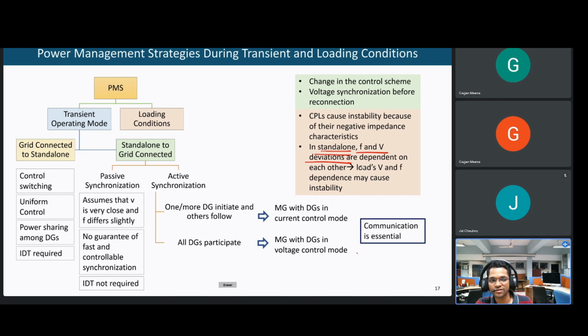So if some loads depend on both voltage and frequency, then there can also be instabilities. For example, we have induction motors. They depend on both voltage and frequency. If the deviations in V and F are dependent, then the normal operation of the induction motor will be affected, because in an induction motor you have to maintain the V/F ratio. If the deviations are such that this ratio cannot be maintained, then there will be a problem.